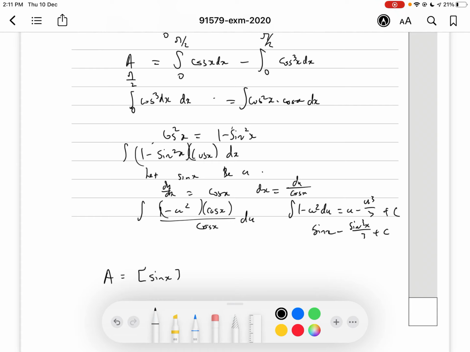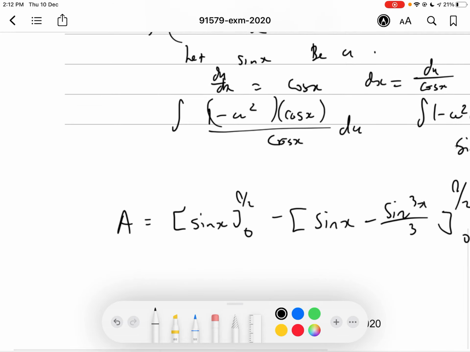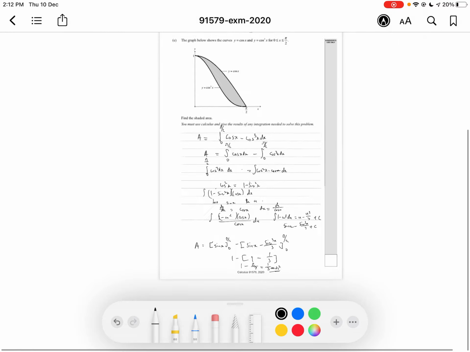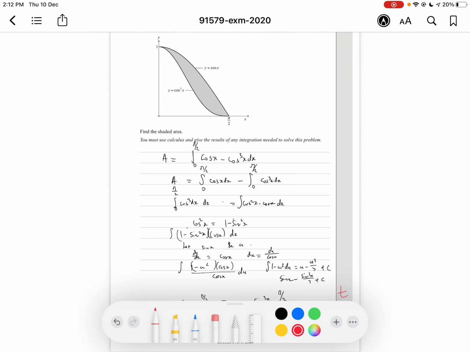We can write out our area formula. So area equals sine of x between pi over 2 and 0, minus sine of x minus sine to the power of 3x over 3 from pi over 2 to 0. So this gives us 1 minus 1 minus 1 over 3. Therefore, we should get 1 minus 2 over 3, which equals 1 over 3 units squared. 1 over 3 units squared, that's our final answer for this question.